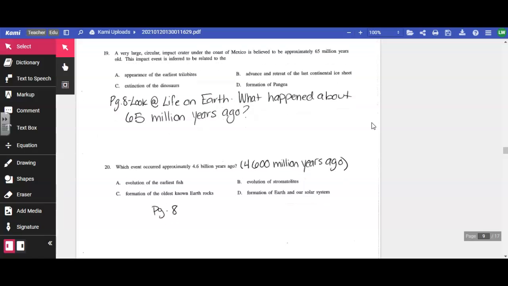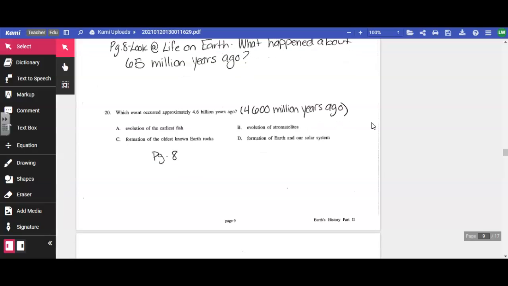Number 20. Which event occurred approximately 4.6 billion years ago? So that's 4,600 million years ago, if you're looking at page 8. Is that the evolution of the earliest fish, evolution of stromatolites, formation of the oldest known Earth rocks, or formation of Earth and our solar system?